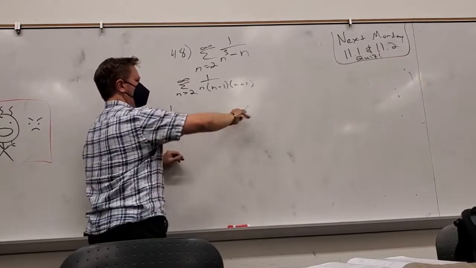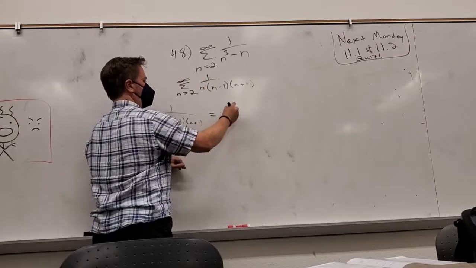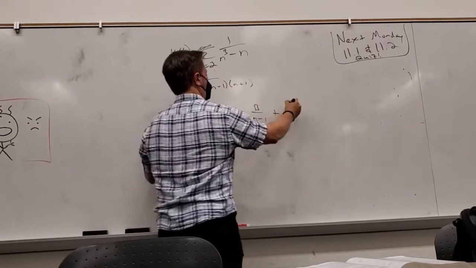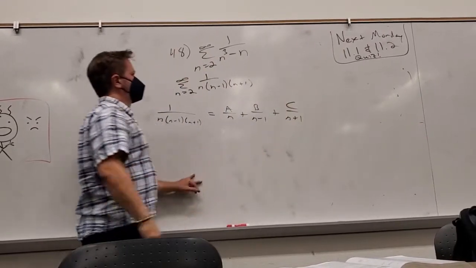So if I want to look at this, this is not too bad. This is a nice one. A over n plus b over n minus 1, c over n.